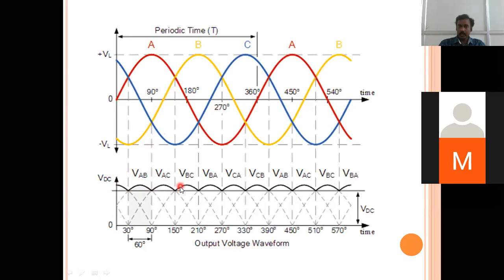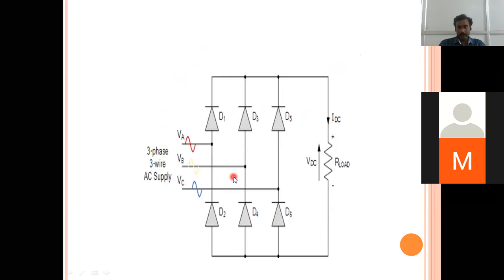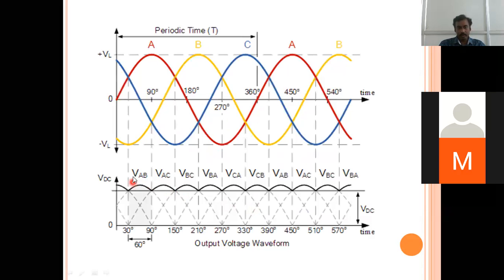VAB, VAC. That can be obtained by VA minus some part, provided for D6, VA minus VC. Okay, VAC is nothing but VA minus VC. Whenever you consider the other, that is going to be VB. So you are going to have VA minus VB from 30 to 90 degrees, and from 90 to 150 degrees you are going to have the conduction provided by the VAC.